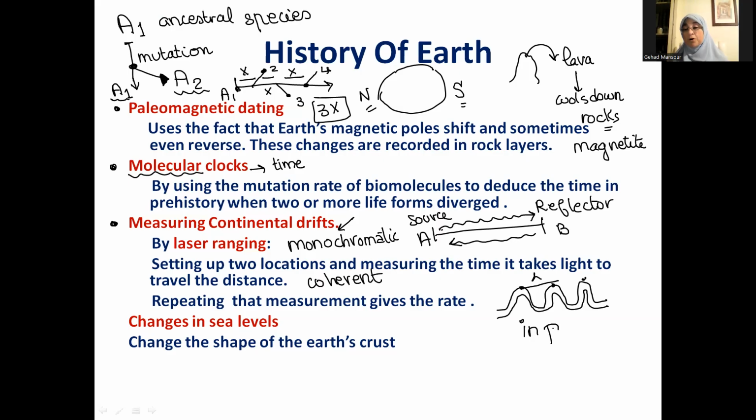And because they are all in phase, this is what allows a laser beam to be highly focused and to have a very high energy. So a laser consists of electromagnetic waves that are monochromatic, meaning that they have the same wavelength, they are coherent, they are in phase, and that's why they are highly focused.